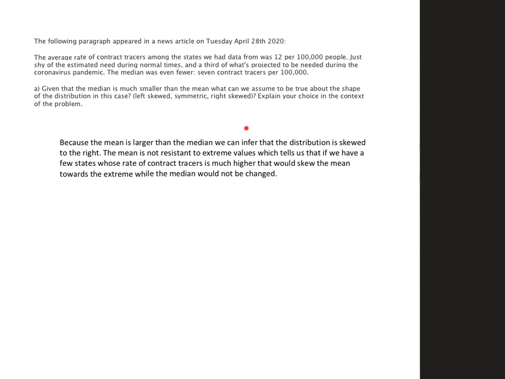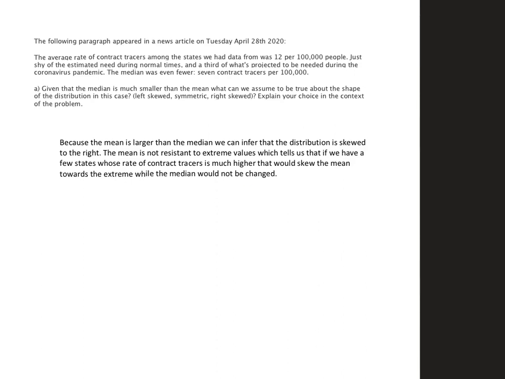And so here's how I would answer that question. I just typed it rather than making you try to watch me write with my stylus. But the whole idea is that the mean is not resistant to extreme values. So if we have a few states whose rate of contract tracers is much higher, that would skew the mean towards the extreme, while the median would not be changed.